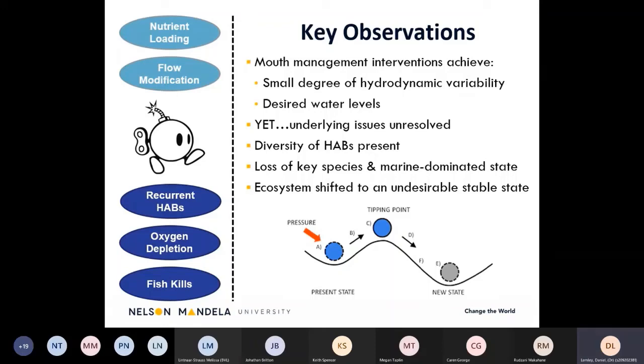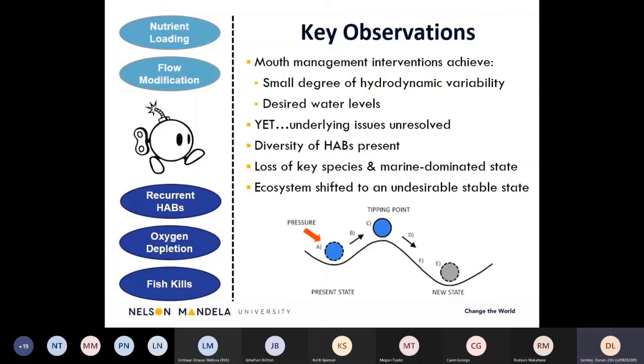One thing that it does do, and I suppose is important for the locals, is achieve desired water levels. However, the underlying issues are unresolved. So mouth management is kind of putting a plaster on a wound. The main issue, and the reason that we need to breach mouths and the reason that we have fish kills and all these bad things happening in the system, is this constant inflow of wastewater treatment discharges into a very small system.